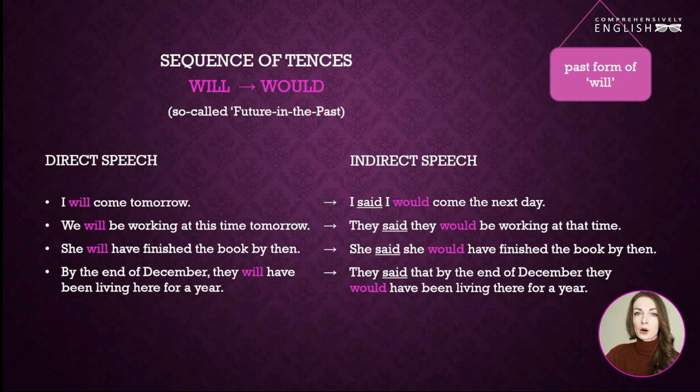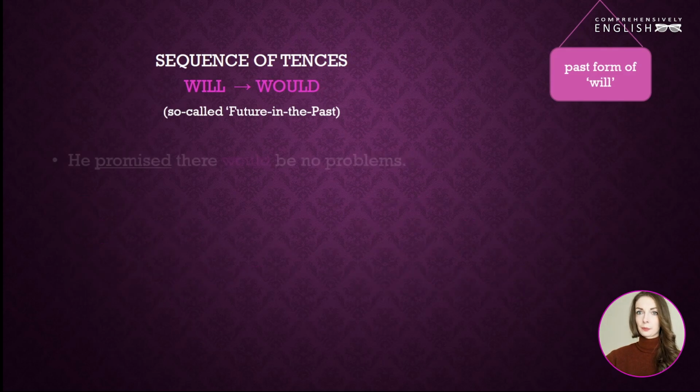We have 4 future tenses, and that's why we have 4 equivalents of them in the so-called future in the past. Please note that the rules of sequence of tenses should be followed not only after the verb said. It's not restricted to the indirect speech. Let's see what I mean.